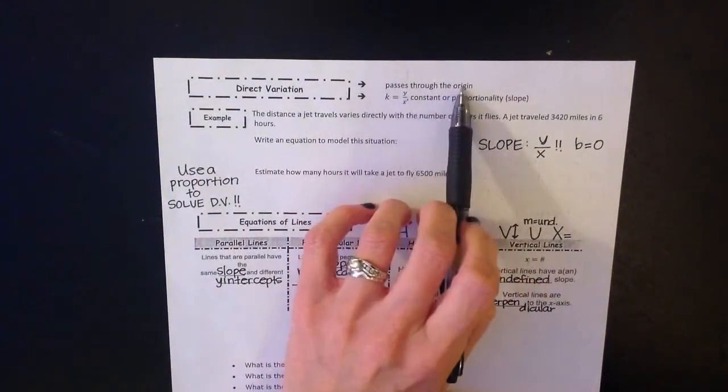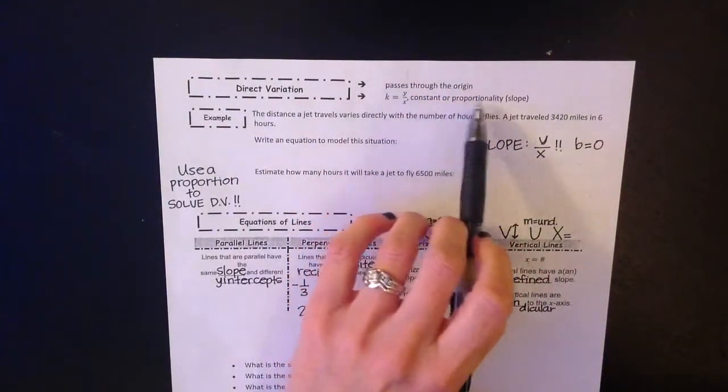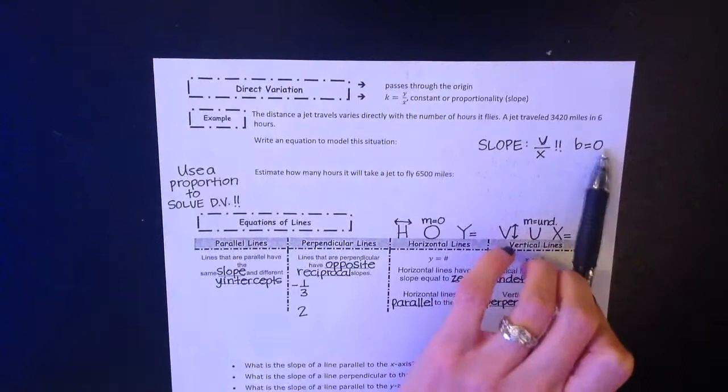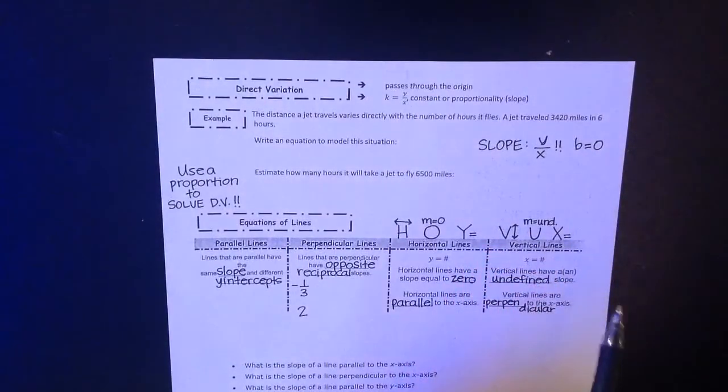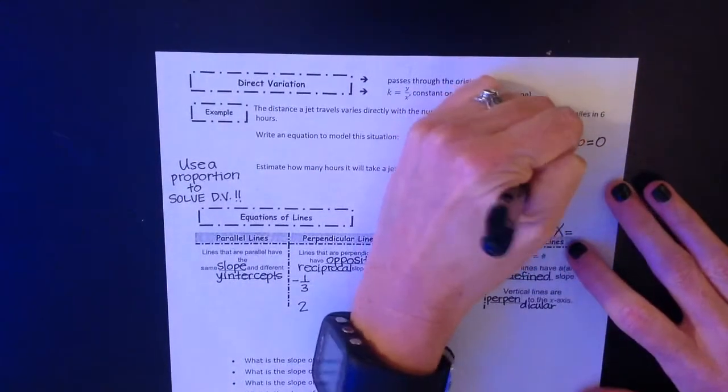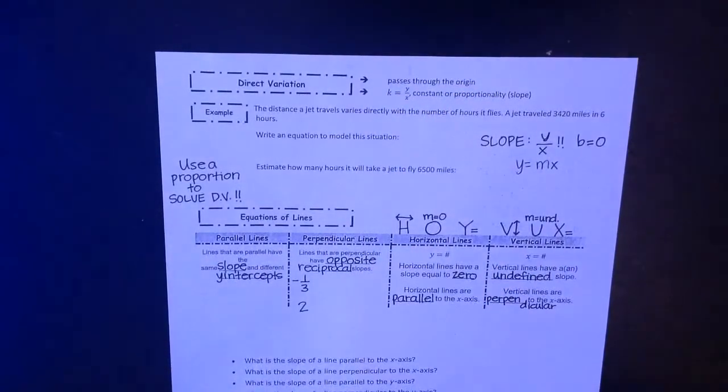So you remember it passes through the origin and its slope is constant, and how you find the slope is taking your y value divided by your x value. And again, your y-intercept is 0 in your y equals mx plus b equation. So it's really going to be y equals mx, because b is 0.